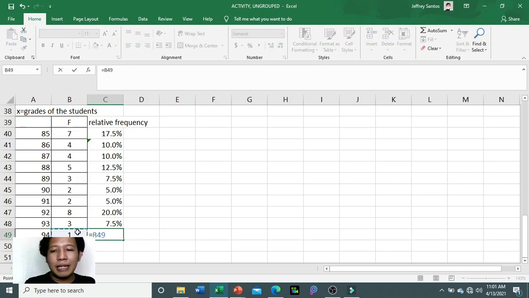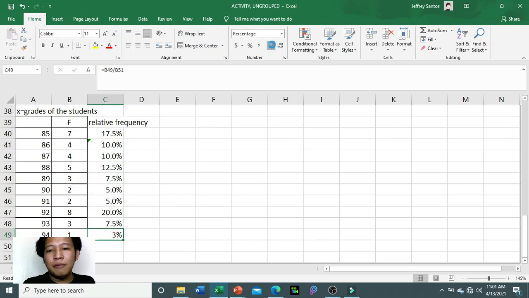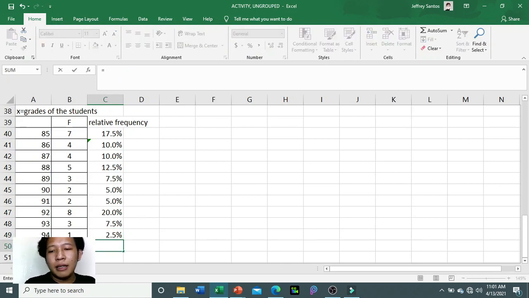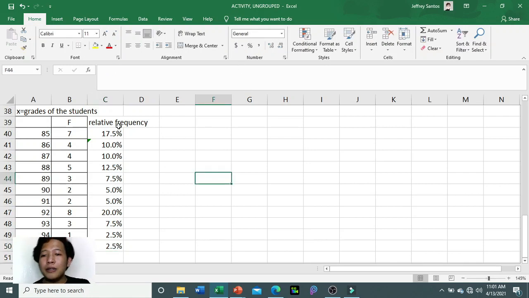And then we have the last two: 1 divided by 40, that would be 2.5%, and then another 1 divided by 40, again 2.5%. Okay, so these are the relative frequencies for every grade of the students. Hence, to check, this relative frequency is the probability for each grade.